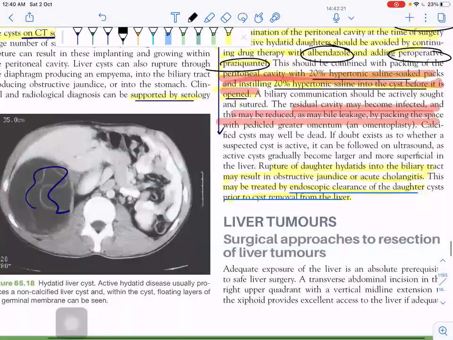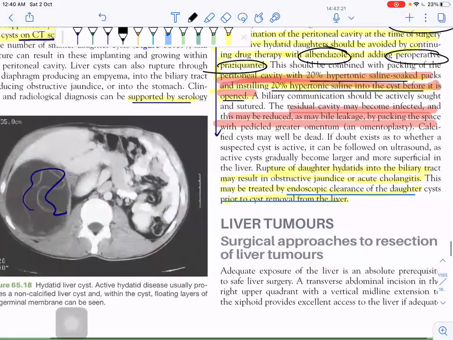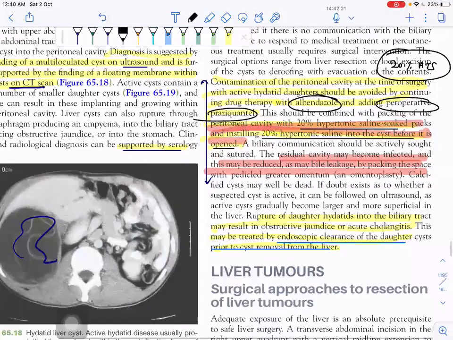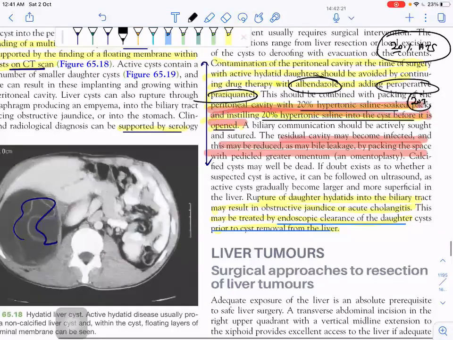Contamination should be avoided, meaning you have to give praziquantel, so the parasites will die and contamination won't be there. It's an easy point only, but this 20% hypertonic saline soaked packs you have to remember. They will ask the percentage. 20% saline soaked packs, and instilling the 20% saline into the cyst before it is opened.